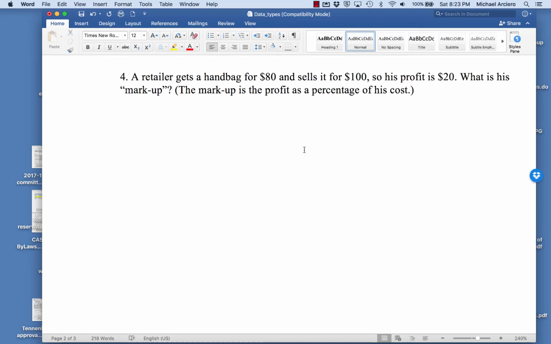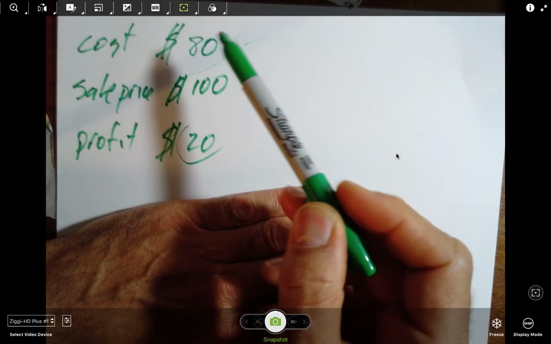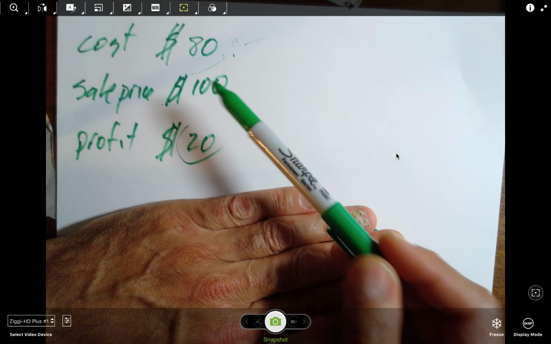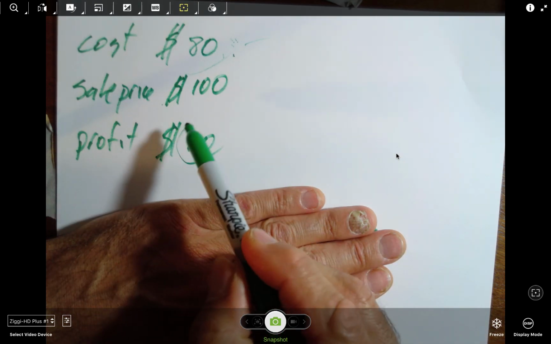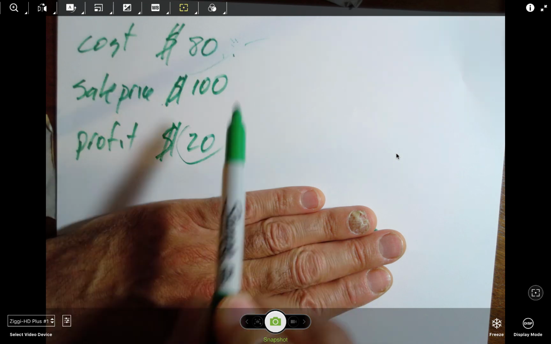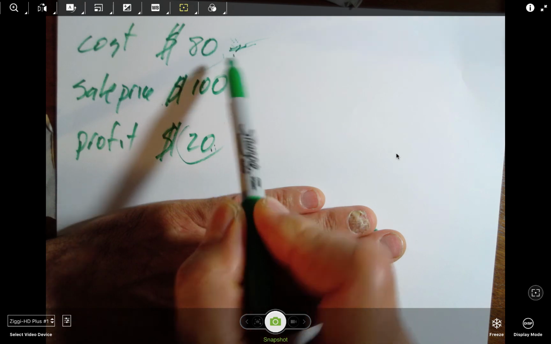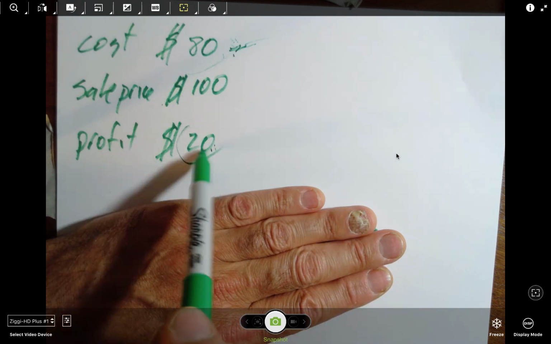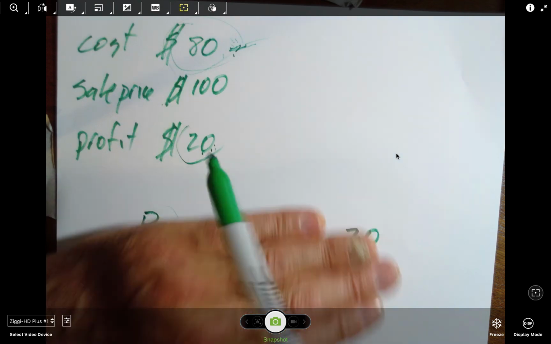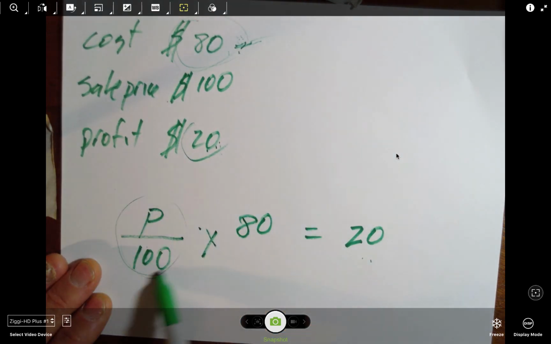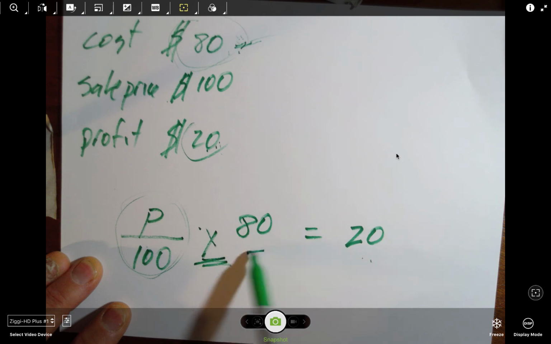Here's an interesting example. A retailer gets a handbag for $80 and sells it for $100. So the profit is $20. We need to figure out what the markup is. We know that the cost to the retailer is $80, the sale price was $100, and the profit was $20. We want to know the markup, which is the profit expressed as a percentage of the cost. So we want to know what percent of 80 is 20.